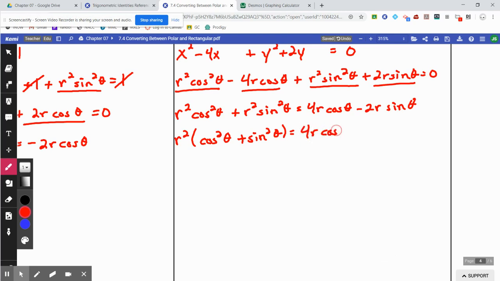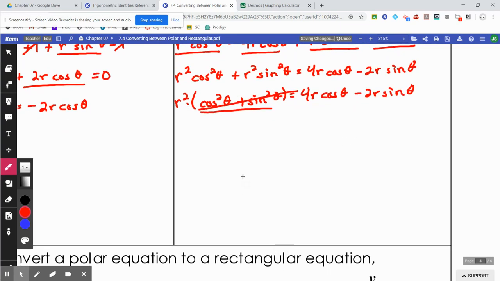So let's just copy this down. 4r cosine theta minus 2r sine theta. I don't want us to get bogged down with too much at once. All of this is equal to 1. So you have r squared times 1, which pretty much you can mark out. So you now have r squared equals.